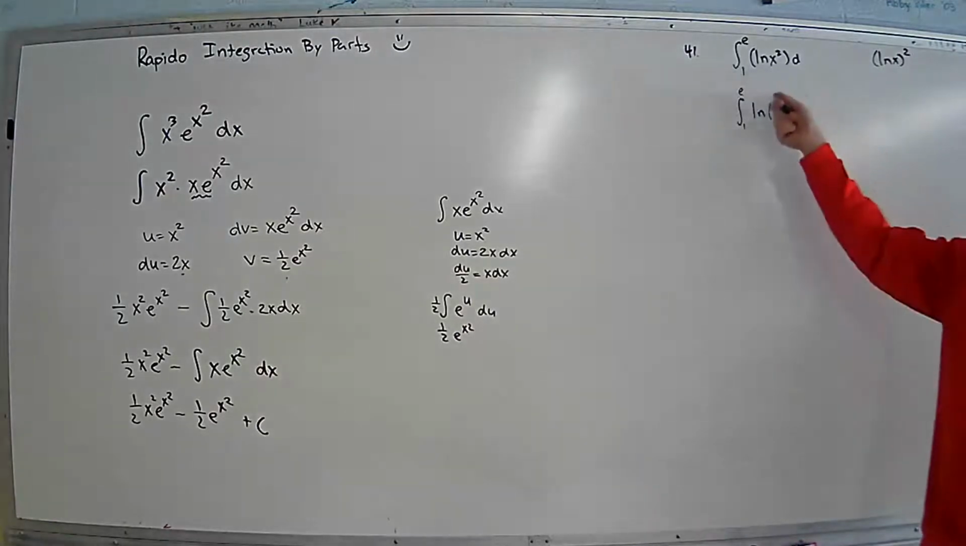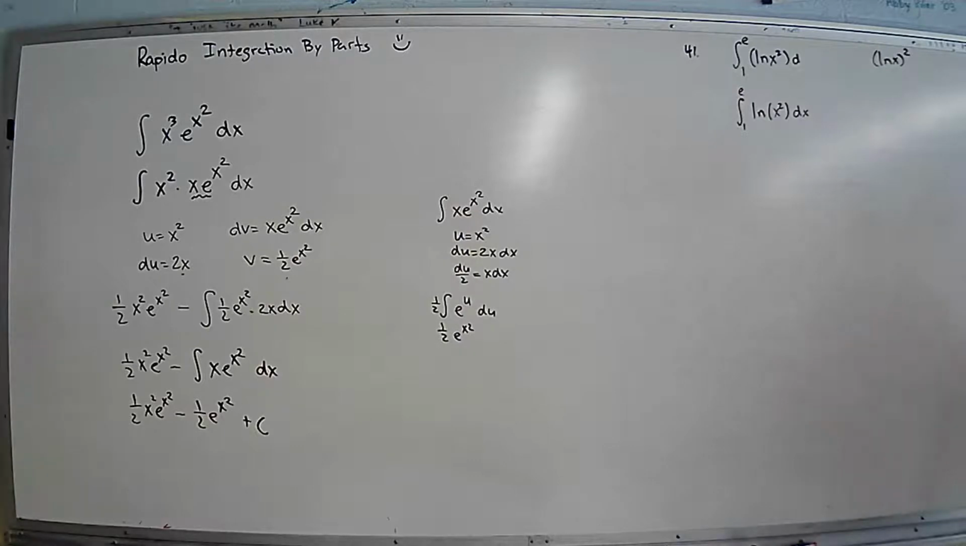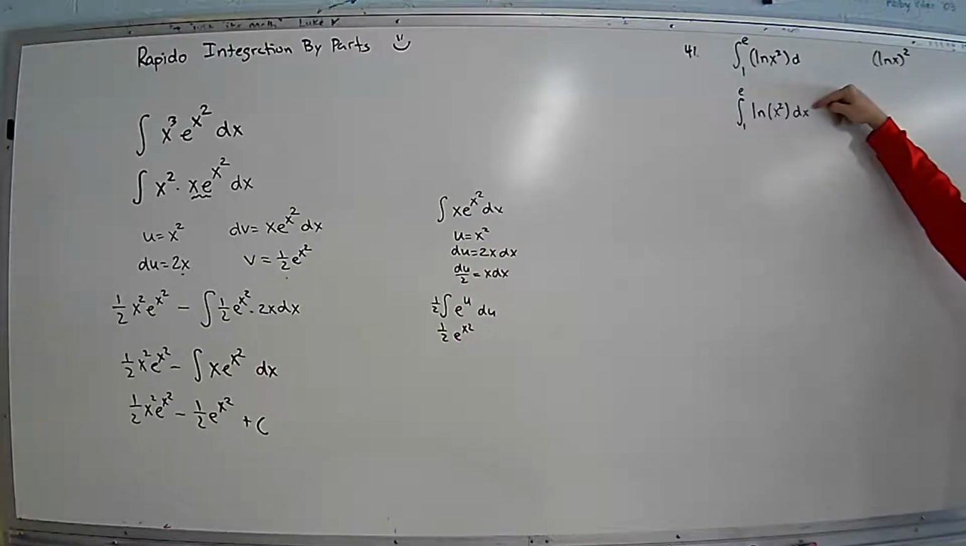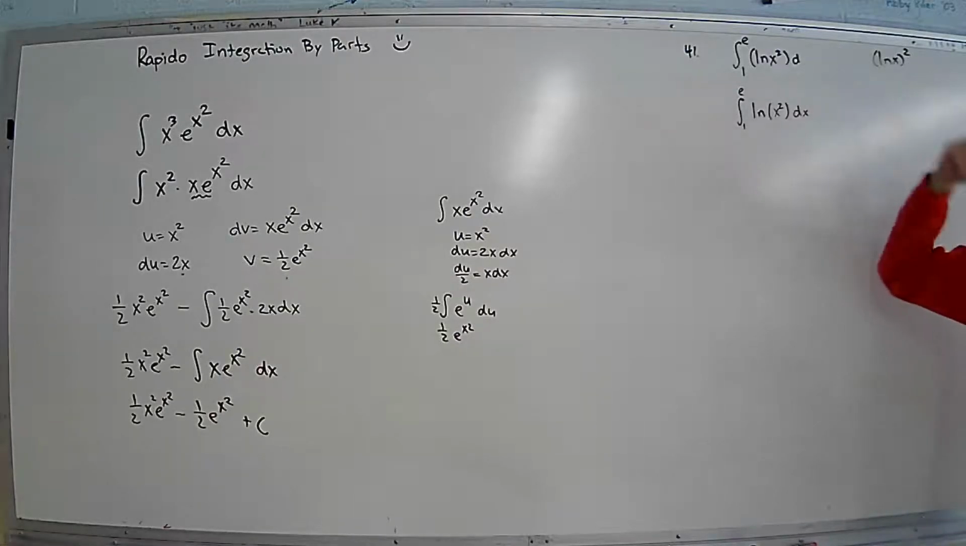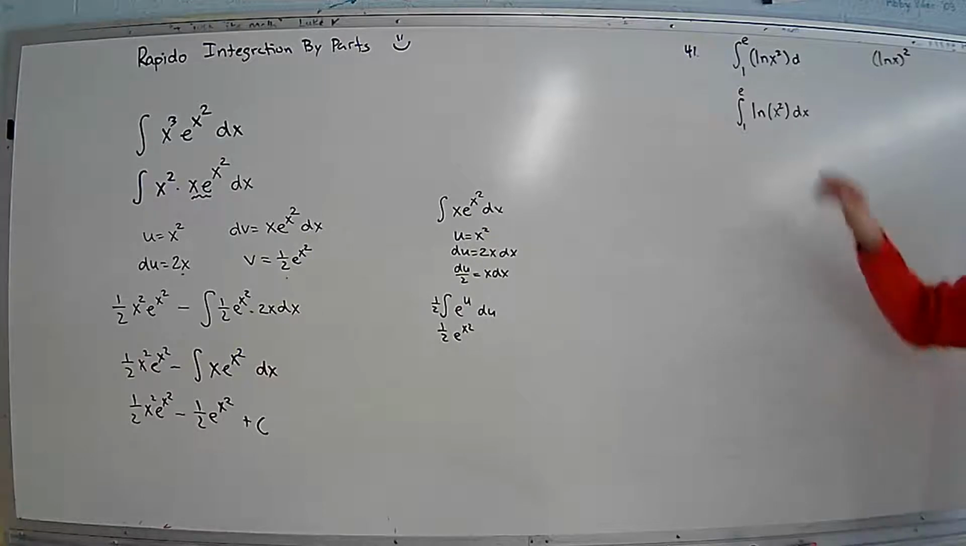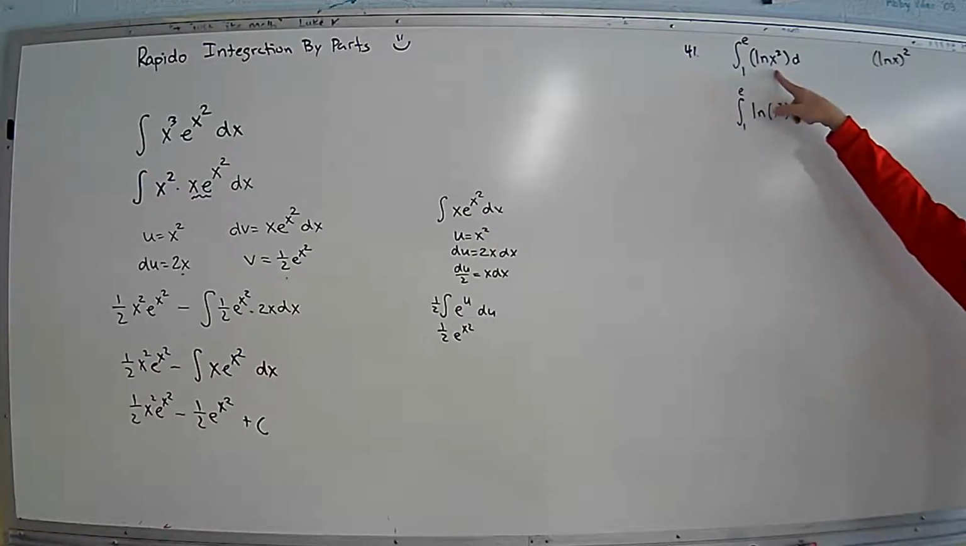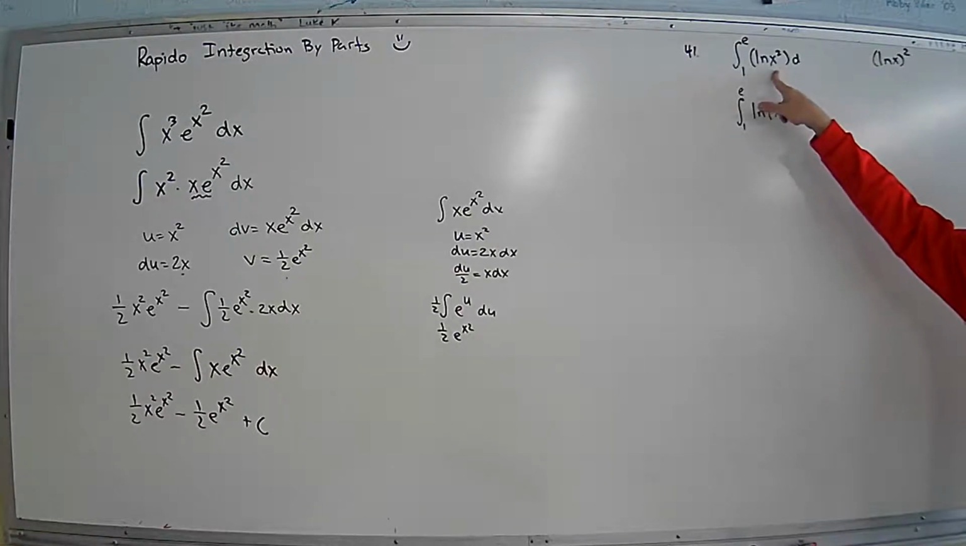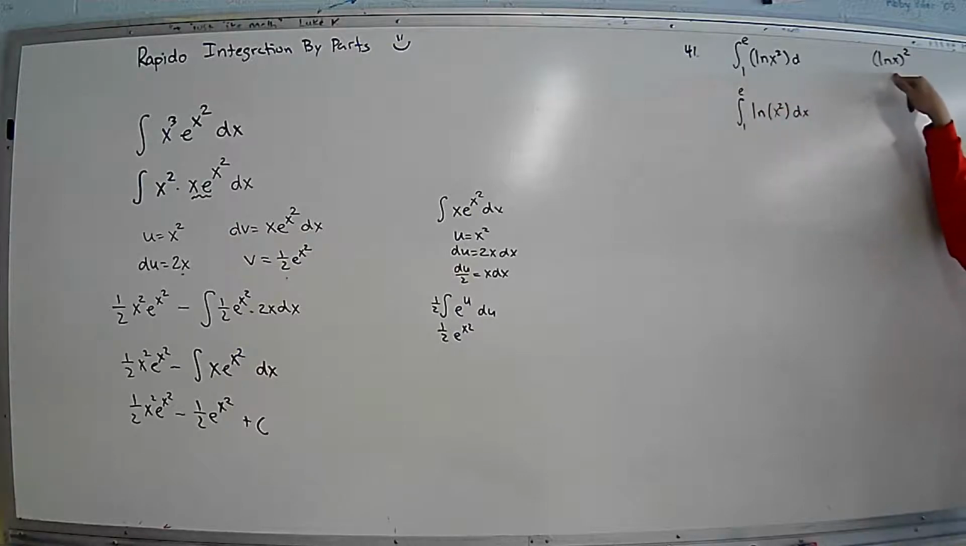So are these two the same? No, we need to fix that right now. Are these two the same? Yeah. Okay. The argument, what's getting logged, is x squared. Right? The inside of the log is x squared. Why is that different than that? Because that's the log of x squared. All of that squared. Okay. Now we got that fixed.